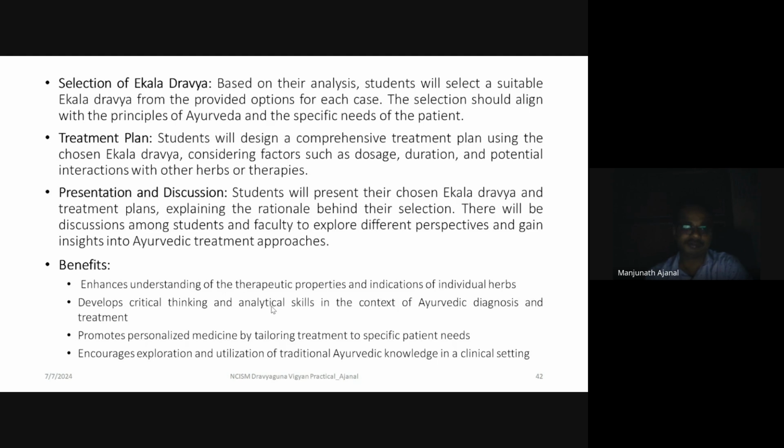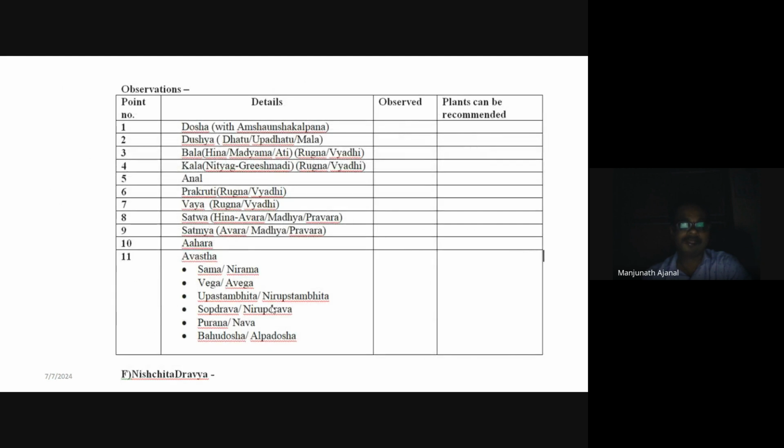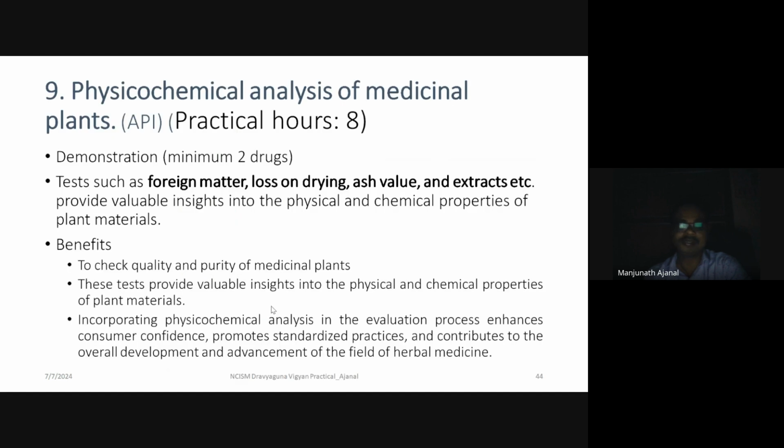The benefits of this, you all know: enhancing the understanding of therapeutic uses, developing critical thinking about the treatment, promoting personalized medicine, and encouraging the exploration and utilization of traditional Ayurvedic knowledge in clinical settings. So this is what is in the manual which is available. Every case needs to be assessed for its dosha, etc., and they can plan the treatment.